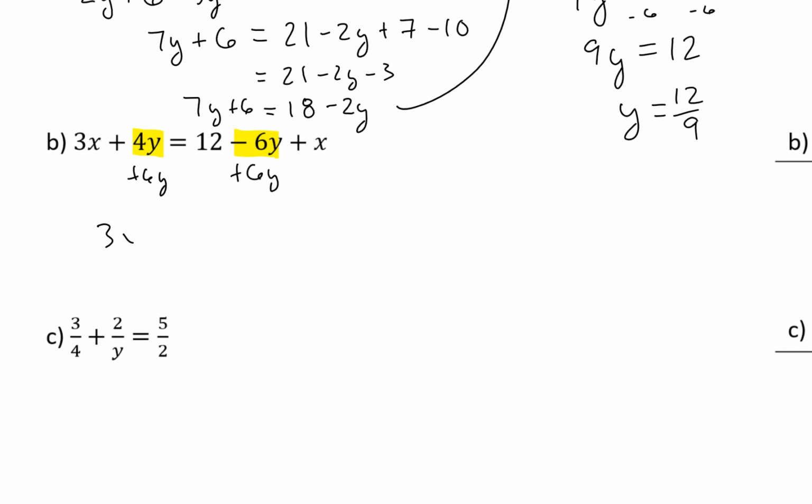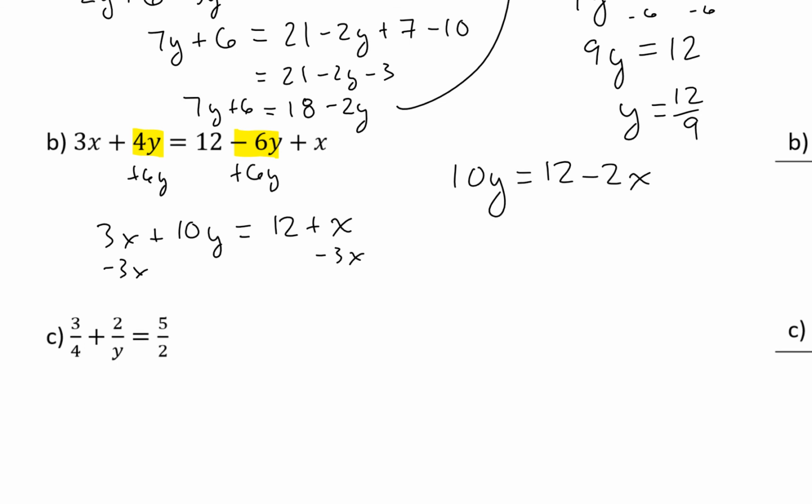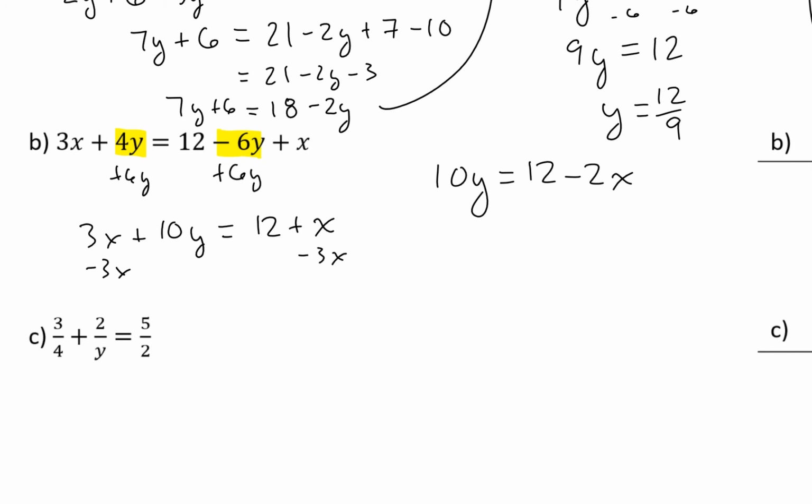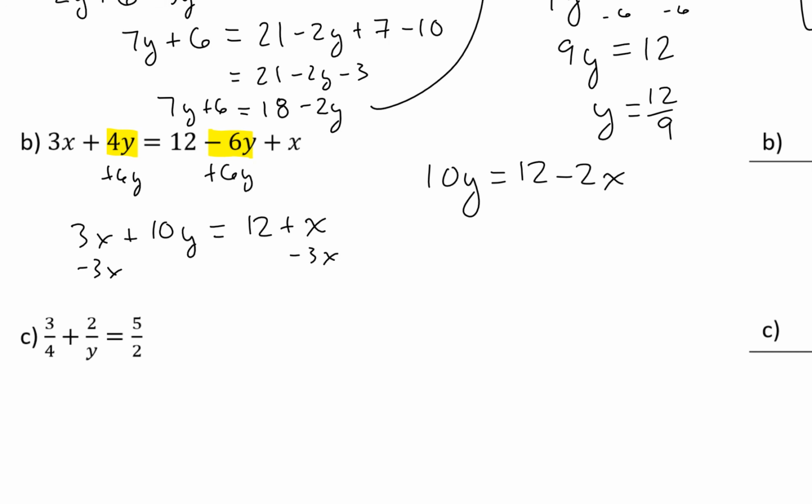So this is going to become 3x plus 10y equals, and we would just write 12 plus x. Let's go ahead and take away 3 from both sides, or 3x's. So if I take away 3x's from each side, this is going to become 10y equals 12, and then minus 2x. And what I'm going to do next is multiply both sides by 1/10, or I could think about it as dividing both sides by 10.